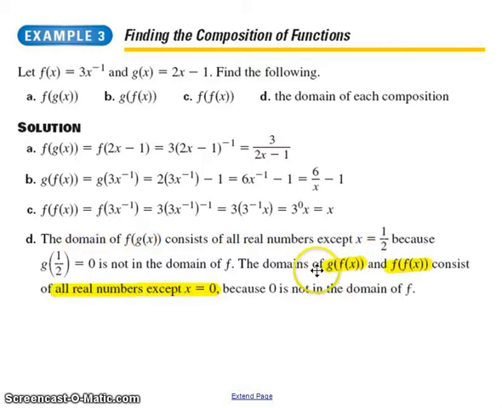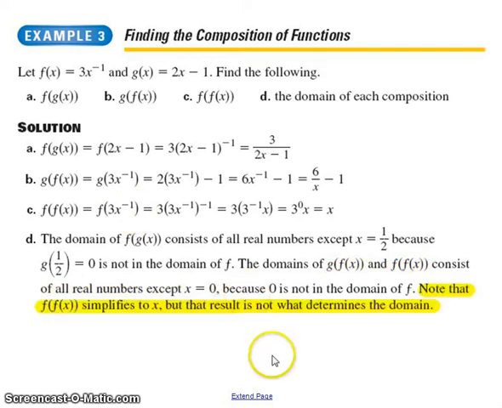Similarly, for g of f of x, and for that matter for f of x, you can use any real number except 0. Why? Well, look, here you're dividing by x. Can't divide by 0. And here, where was it? Oh, x to the minus 1. Well, x to the minus 1 means 1 over x. Again, it would be dividing by 0. Can't do that. So that's why you can't do those.